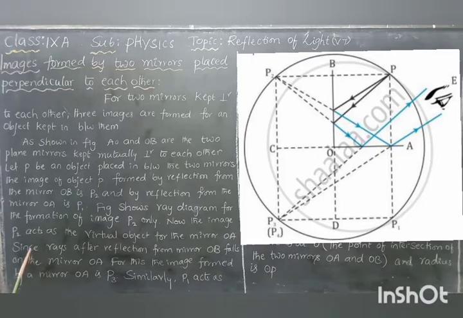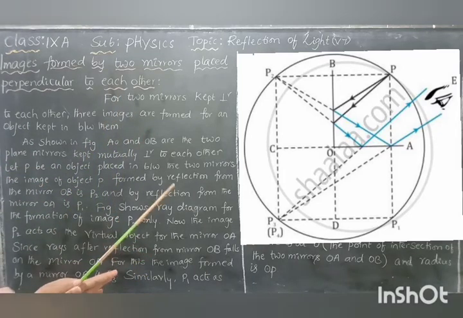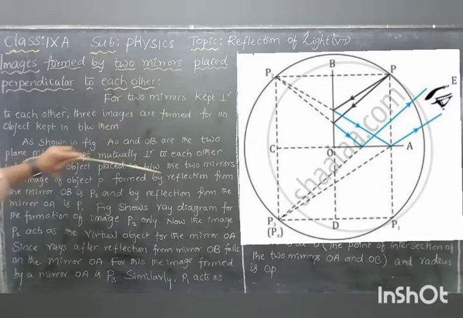Next, second, very important: images formed by two plane mirrors placed perpendicular to each other. If you take two plane mirrors placed perpendicular to each other, the angle between them is 90 degrees. If the object is placed in between those two mirrors, how many images are formed? And again, we will study the ray diagram for that also. See the diagram, very important. For two mirrors kept perpendicular to each other, three images are formed.